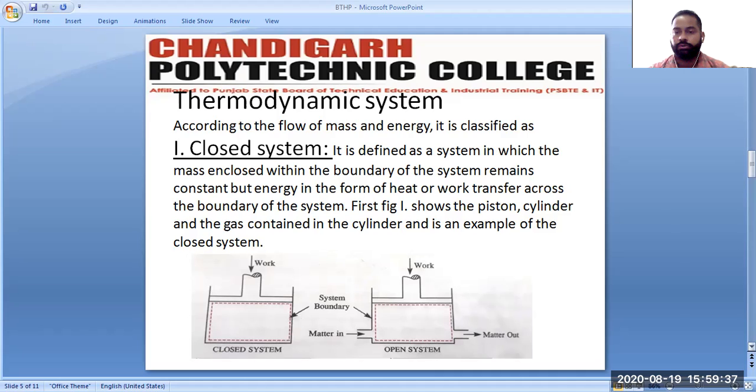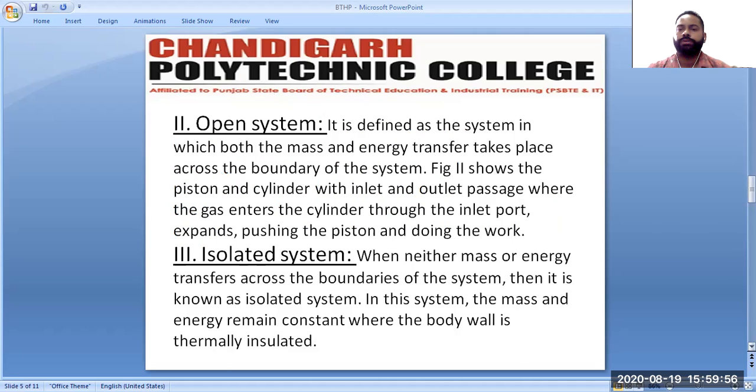The system is closed, but the energy in the form of heat or work transfers across the boundary of the system. The first figure shows a piston cylinder, and the gas contained in the cylinder is an example of a closed system. Second is the open system. It is defined as the system in which both mass and energy transfer take place across the boundary of the system. In a closed system, only energy can transfer, but in an open system, both mass and energy transfer take place across the boundary of the system.